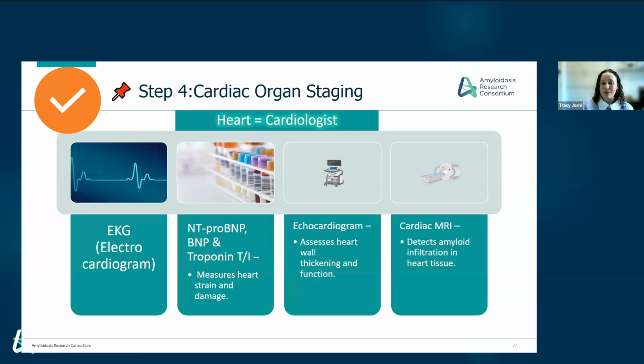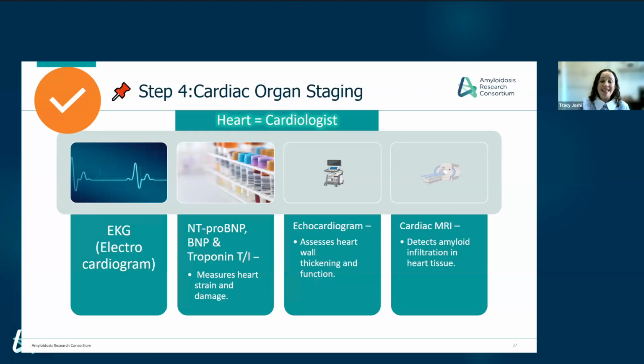Blood work with NT-proBNP, BNP, and troponin I or T: these blood tests measure the heart strain and damage. Higher levels suggest that amyloid is impacting the heart's ability to function properly. An echocardiogram is a heart ultrasound that checks for thickened heart walls and how well the heart is pumping. It can also detect stiffness in the heart, a hallmark sign of those amyloid deposits.